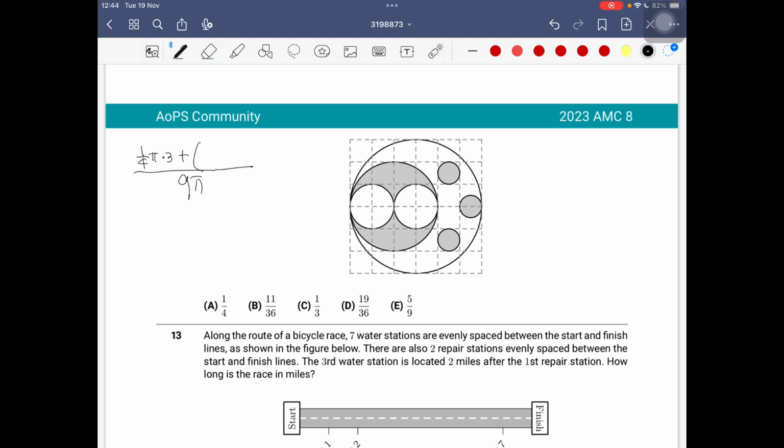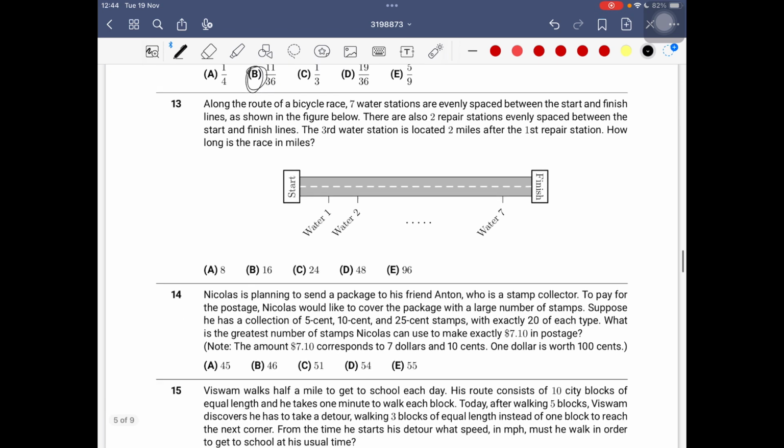So 4 pi minus 1 pi, which is 2 of 1 pi. So this is eventually 2 pi. So 11 pi over 9 pi... so 11 over 36.